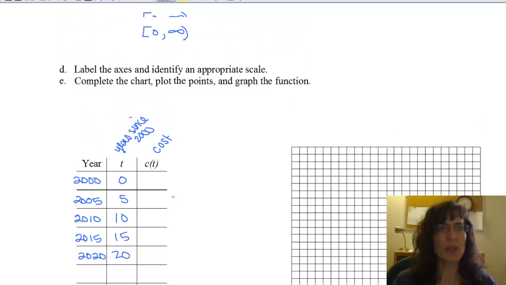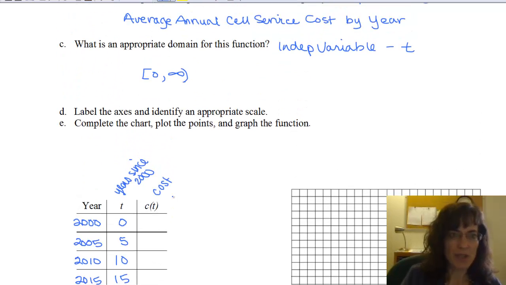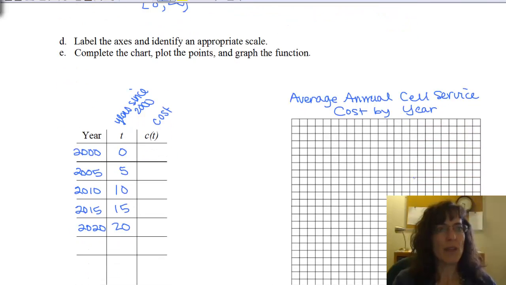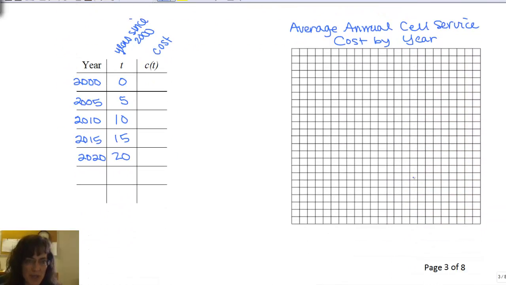If we want to put things onto our graph, the title, remember we will always want to write the title here. This would be the average annual cell service cost by year. And then if we're going to label these, remember it's dependent off to the left.